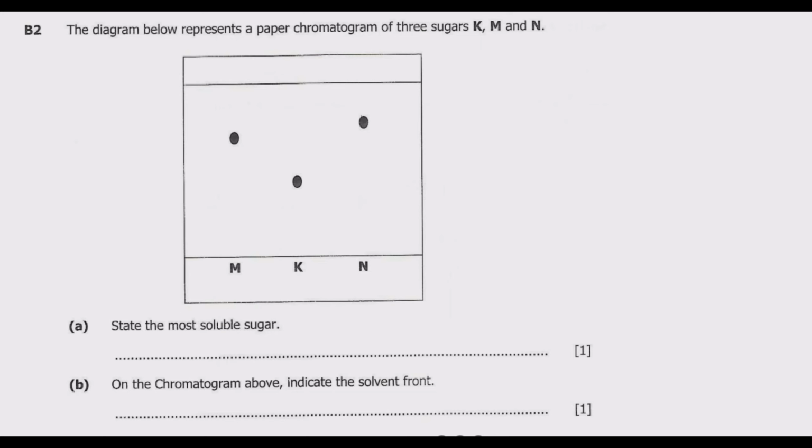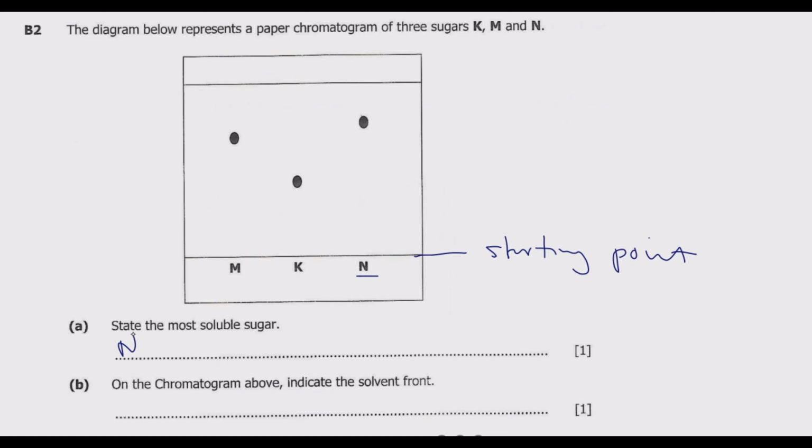So B2, the diagram below represents a paper chromatogram of 3 sugars, K, M, and N. Question A, state the most soluble sugar. So the most soluble sugar is the one that has moved the furthest relative to the other two. So you notice that N is the one that has moved the furthest from the starting point, which is this one. So this one is the starting point where they are starting from. So N is the one that has moved the furthest, so it's the most soluble.